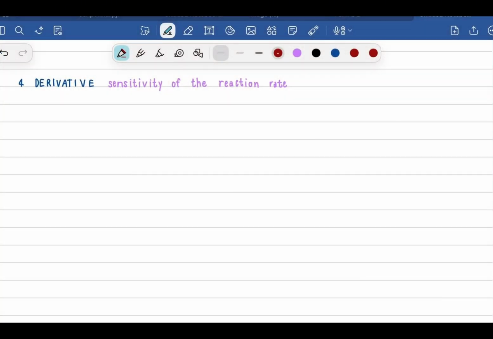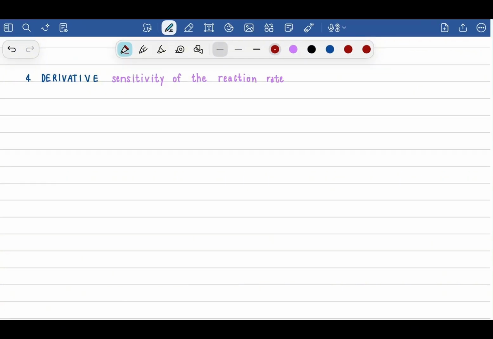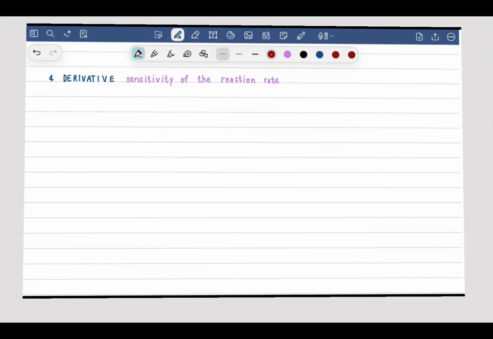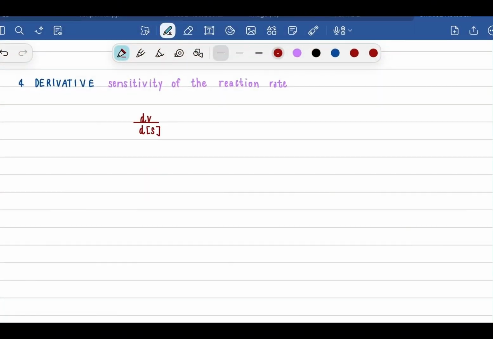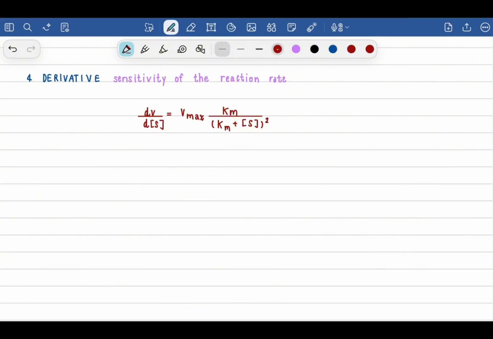Next, derivative: sensitivity of the reaction rate. Now, let's differentiate the Michaelis-Menten function to see how sensitive the reaction rate is to changes in substrate concentration. The derivative of V with respect to S equals Vmax multiplied by Km divided by (Km plus S) squared. This derivative tells us how much the reaction rate changes when S increases slightly.